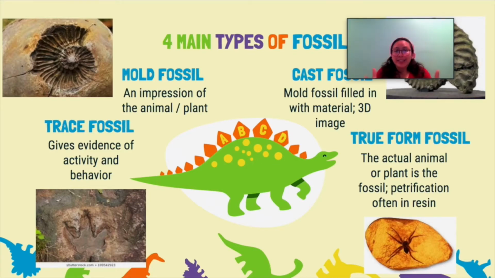And then there are cast fossils, which is basically like a mold. So again, you can think of the jello container. If you fill it with something like jello and then you pop the jello out, the jello is going to have the same shape. So that's a cast fossil. It's taking the shape of the mold, so it's 3D. And then finally, we have true form fossils, which is over here. This includes the actual animal or plant. The actual animal or plant is stuck within this fossil, often in resin. Like here's a spider that is stuck in a piece of resin or sap.